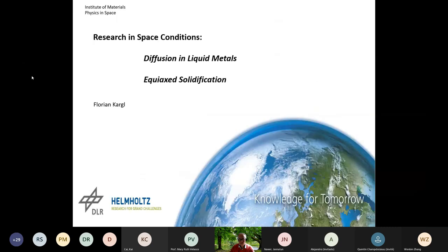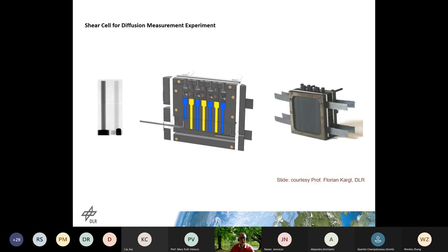All right, so what I'd like to do then is just finish off discussing diffusion in liquid metals. And this is a very neat experiment from the German Aerospace Research Center. And this device here contains a number of samples.